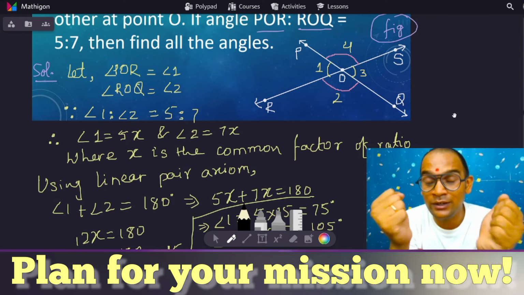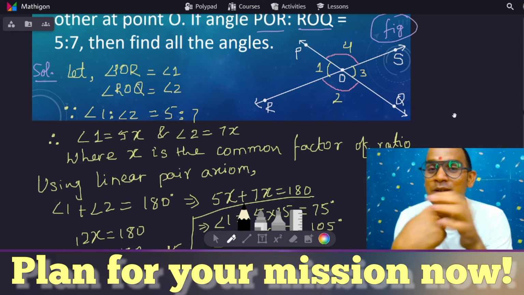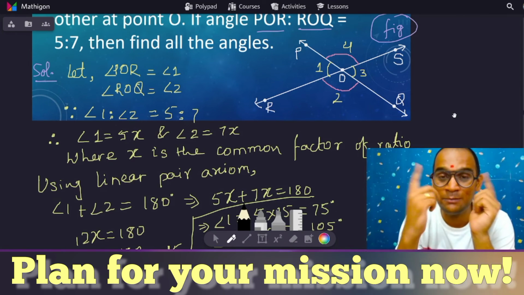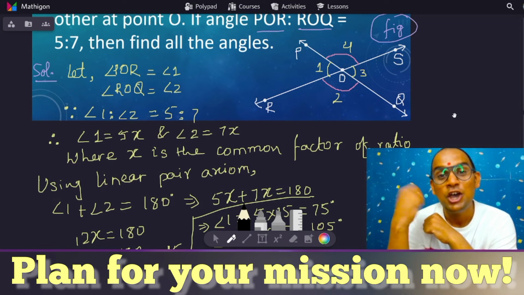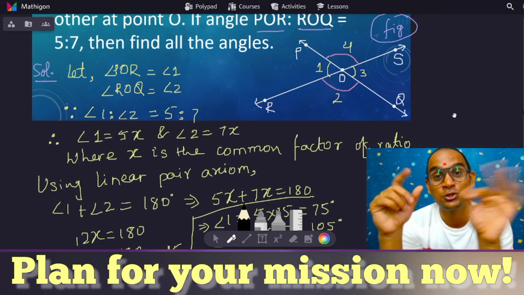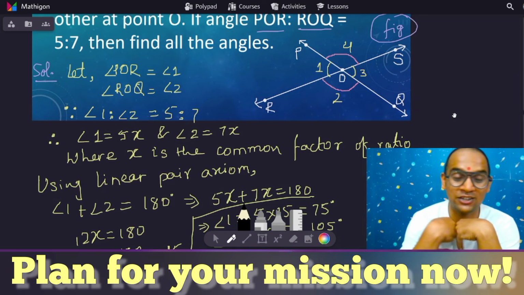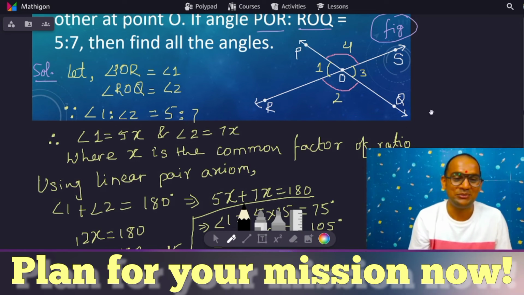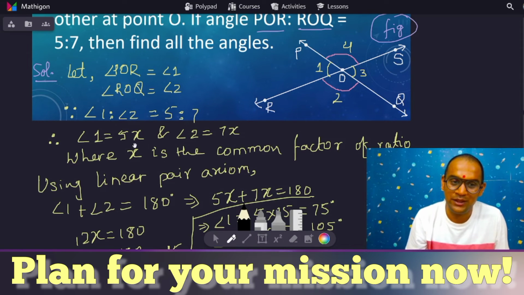When we write the ratio, we write it in simplest form. Whenever we write the simplest form, we eliminate some of the factors, right? These factors, we don't know what is being eliminated from this particular ratio. That is why we assume it as x. This is the use of algebraic expressions. I hope that makes sense. So x is the common factor of the ratio. Now we have got the value of angle 1 and angle 2.